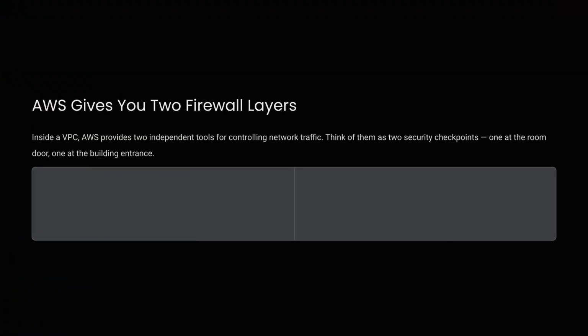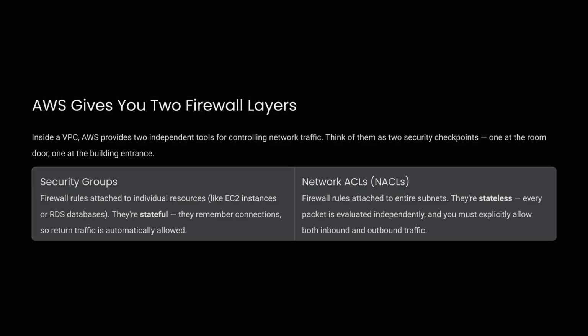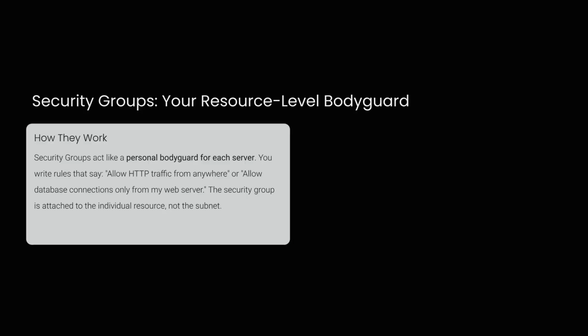AWS gives you two firewall layers. Security groups are attached to individual resources and are stateful, meaning they remember connections. Network ACLs, or NACLs, are attached to entire subnets and are stateless, requiring you to explicitly allow both inbound and outbound traffic. Security groups are your resource-level bodyguard.